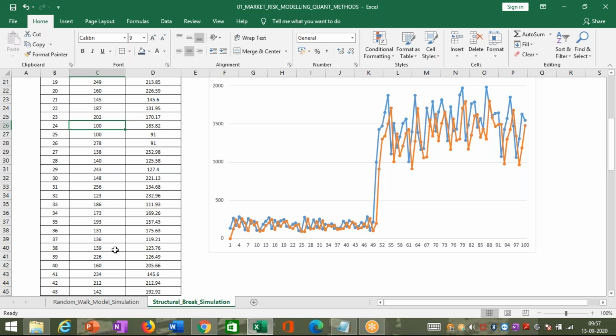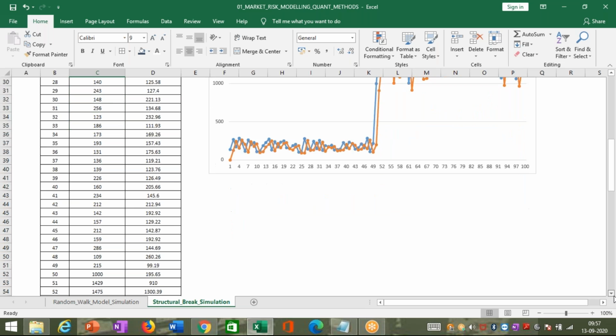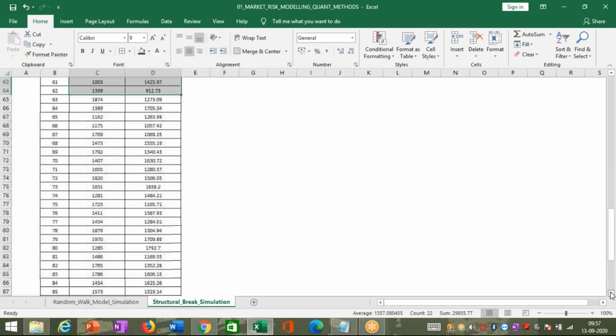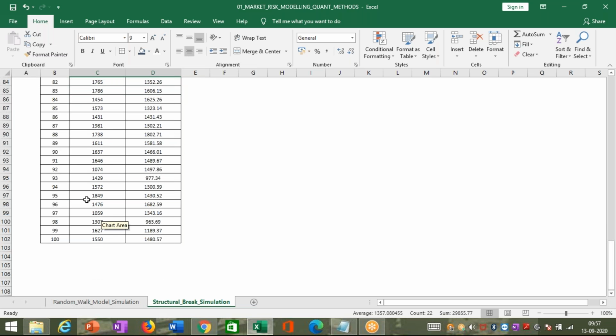But the moment the value switches over to 1000 and so on, you can see that the prediction starts becoming closer and closer, right? So over here, by the time you come down to these points, you can see that finally 480 corresponds to 1550, like this.